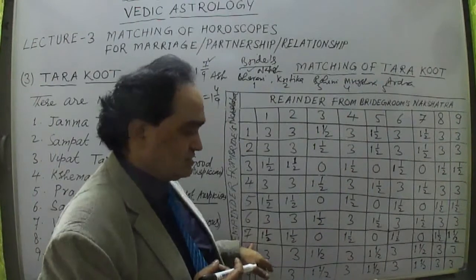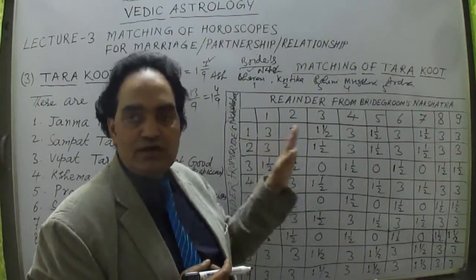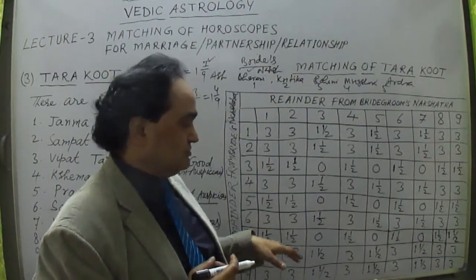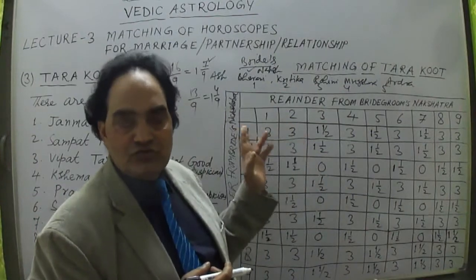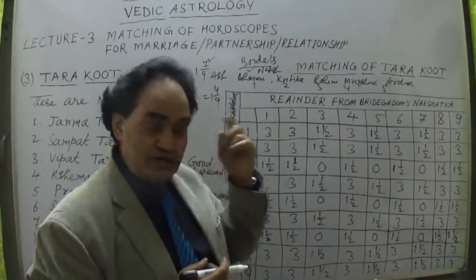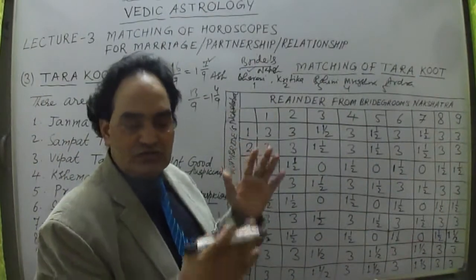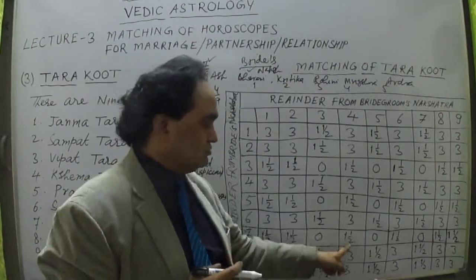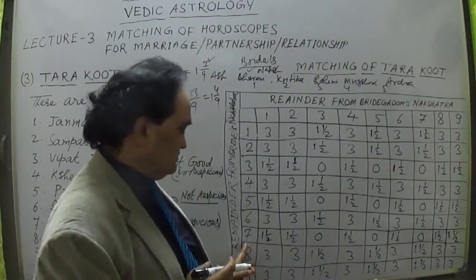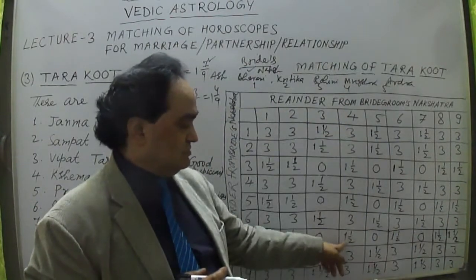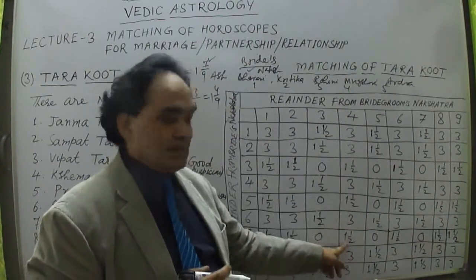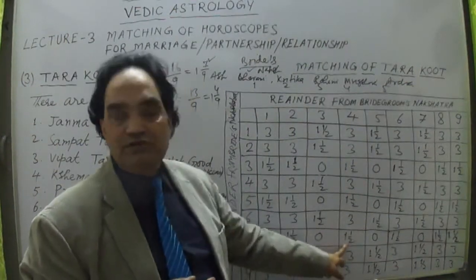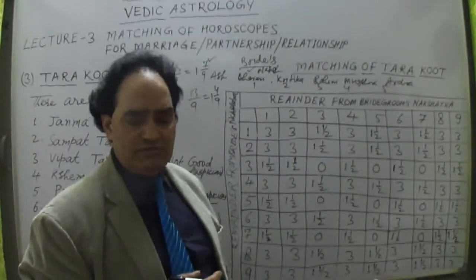In this case, 7 is the remainder from the bride's nakshatra to the bridegroom's nakshatra. 7 remainder is malefic, so 0 points are given. And for that, 4 is the remainder from the bridegroom's nakshatra to the bride's nakshatra. Total sum divided by 9, so 4 is the remainder. So 4 was benefic, and 1.5 marks is given. Right, 7th row and this vertical line, and this is the column. So 4th column and 7th row, we get 1.5 marks.